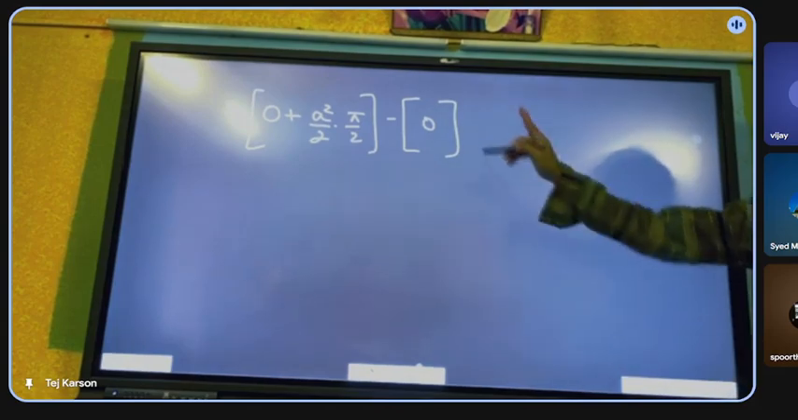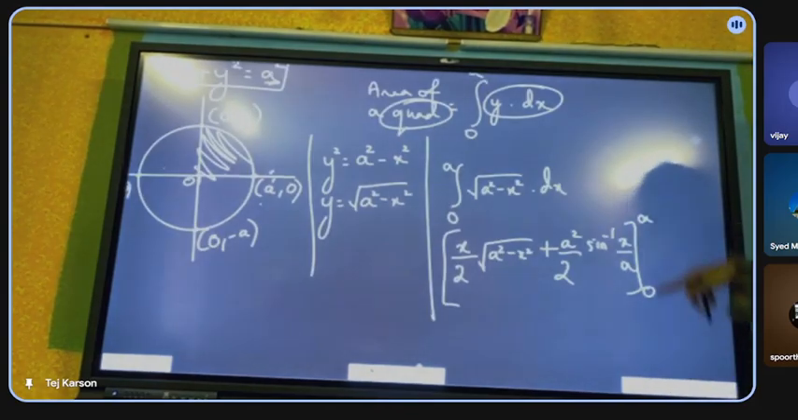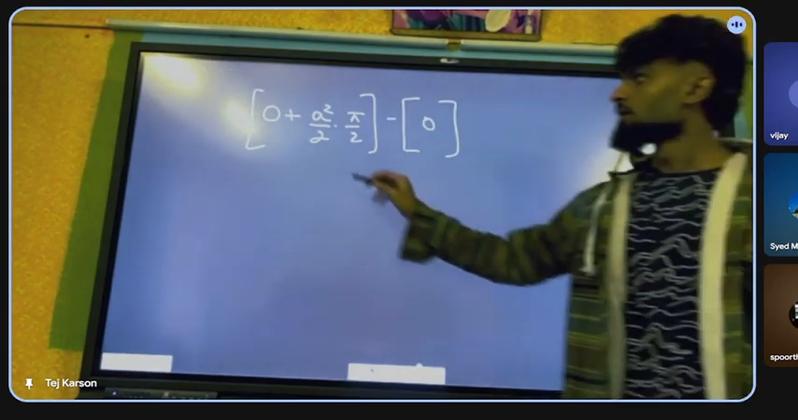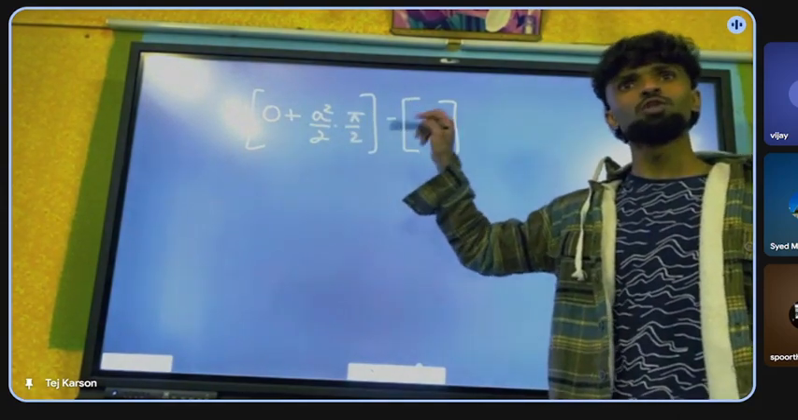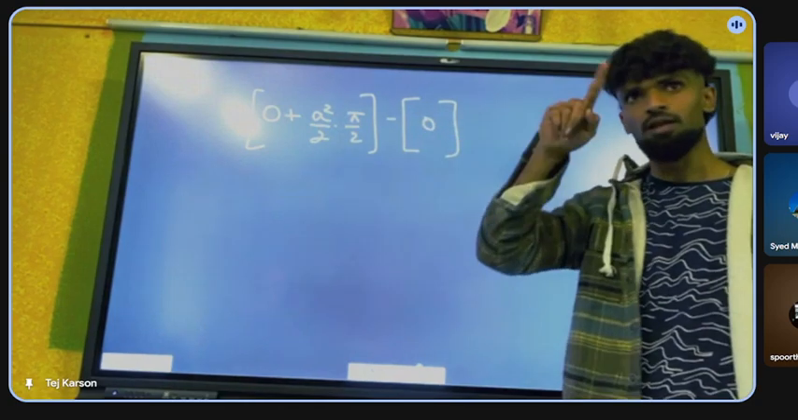Okay, we have two numbers here. We should talk about both the numbers. Now look at this. What is the meaning of A actually in this question? Tell me. Radius. Keep that in mind.